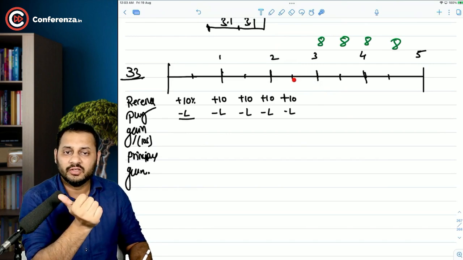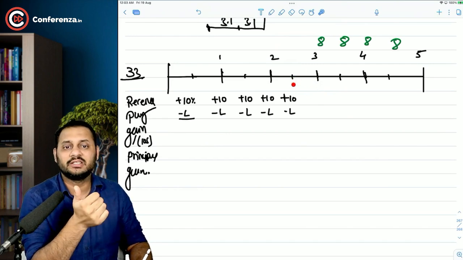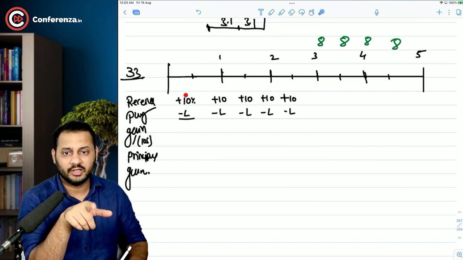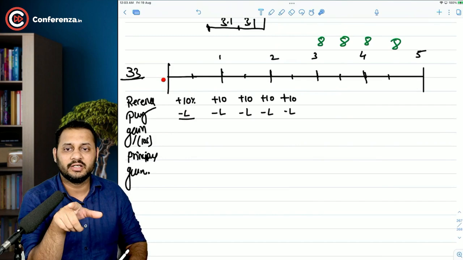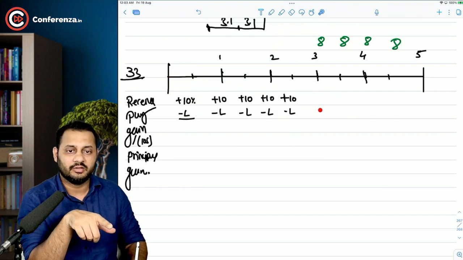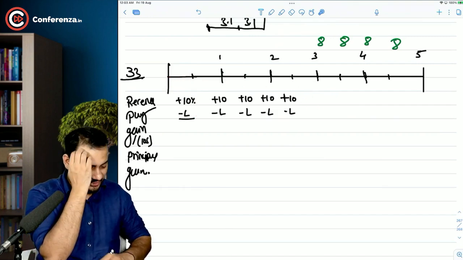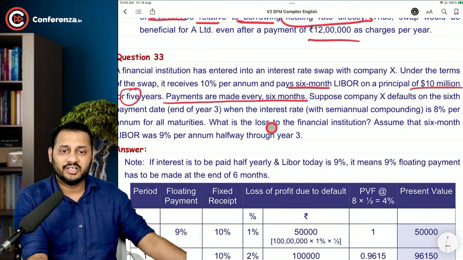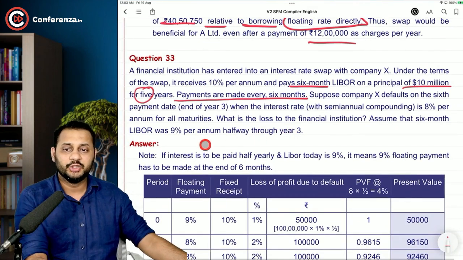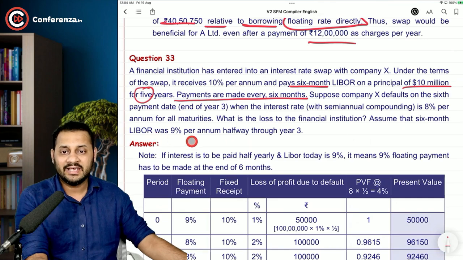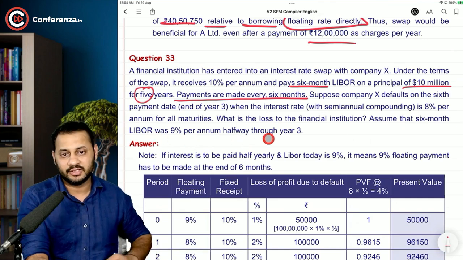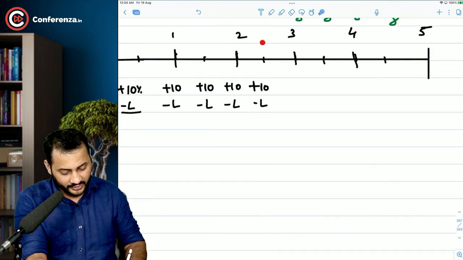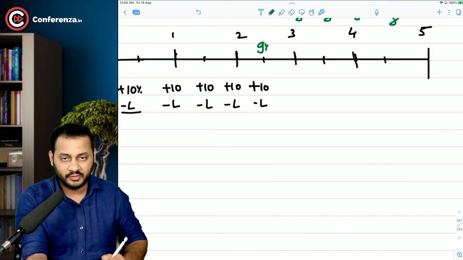For all the maturities it will be 8%, but understand the payment that you have to make here depends upon the LIBOR of the previous payment date. So when you are making a payment here, this LIBOR is already calculated at this point. So today's LIBOR is applicable for the next 6 months. Now understand. What is the loss to the financial institution? Assume that the 6 months LIBOR was 9% per annum halfway through year 3. So halfway through year 3 is this point and it was 9% at this point.